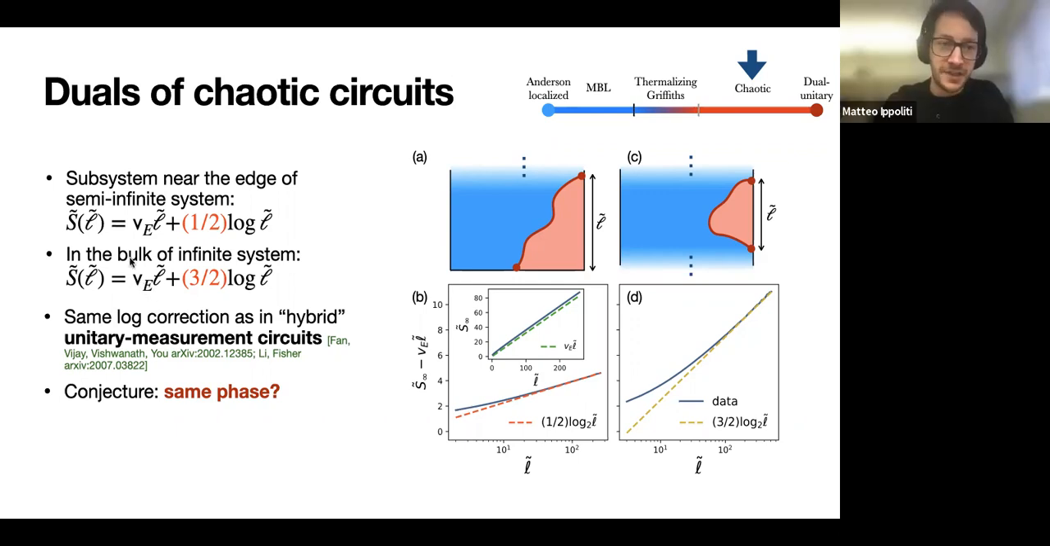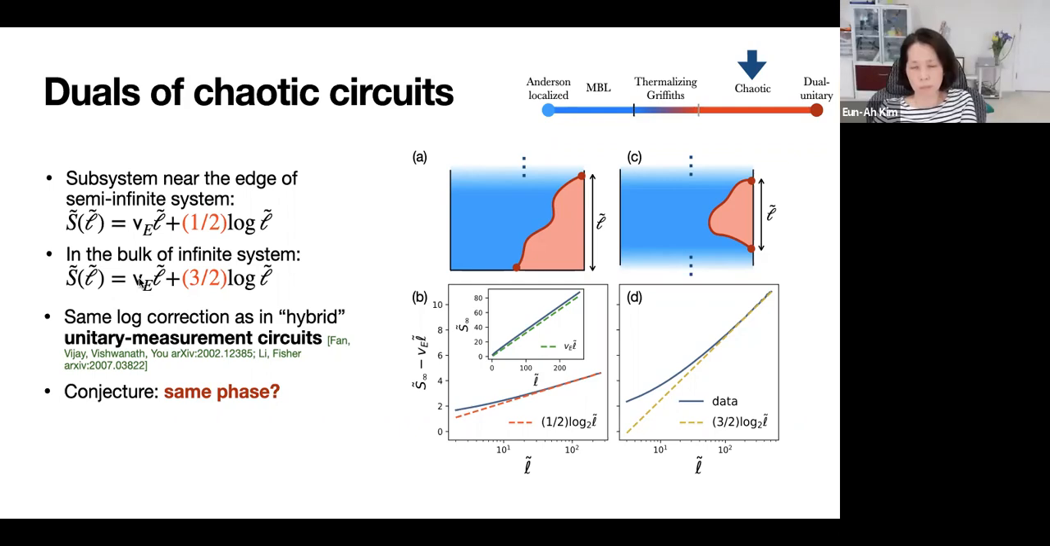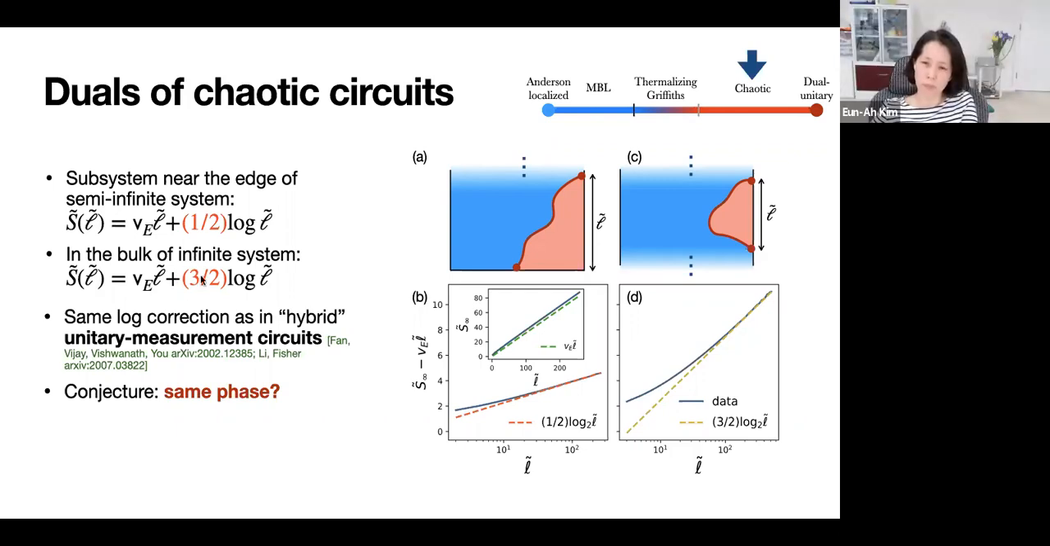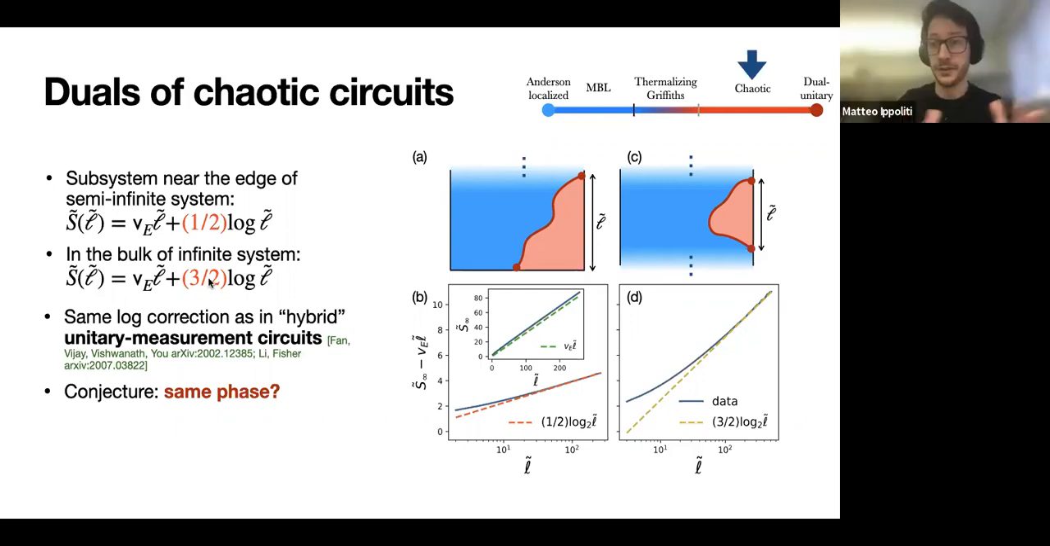So this is fine, but even in the unitary measurement case, you can tune the entropy density however you want, basically by tuning the density of measurements. So this becomes maximal with zero measurements, and then it goes to zero continuously as you approach the measurement density that gives you the phase transition. So this is not necessarily universal. What's universal is the logarithmic correction. And this coefficient agrees between the two phases.